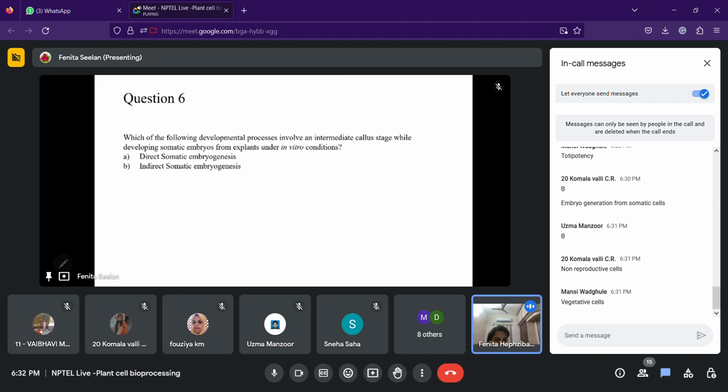Mansi, yes, it is vegetative cells. So, did you guys study this there? I think most of you are from a science background, so I guess you might know the different stages of somatic embryo formation. Can you please explain, ma'am? Stages of somatic embryo.